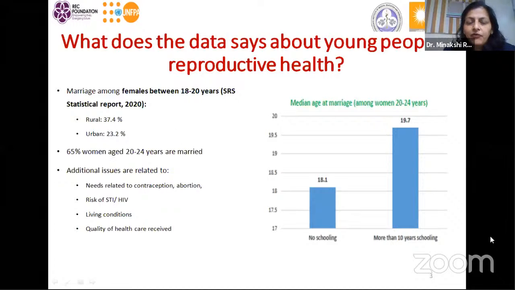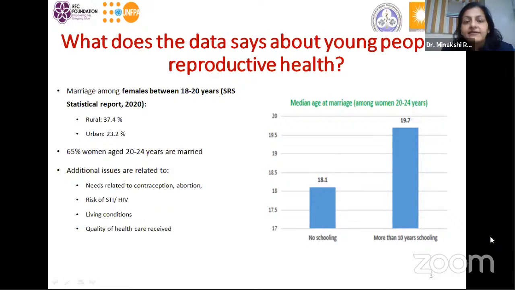Now, before we start, we would like to see what the clinical aspects and problems are with young people. It's very important for all of us to see what the data actually say about their reproductive health. If we see data from a recent survey of 2020, among females between 18 and 20 years of age, more than 37% of females in rural areas are married. In the 20 to 24 years age group, 65% of women are already married. Apart from these early marriages, there are other issues, and I will present data on contraception, abortion, risk of STI and HIV, their living conditions, and the quality of healthcare they receive.